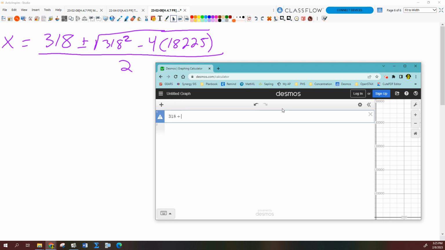So plus square root of 318 squared. Why is that in parentheses? I don't know. 318 squared minus 4 times 18,225, all divided by. So I'm going to skip to the right, push shift and highlight everything. Make sure you don't just put the division bar under the radical. It goes under the whole thing.